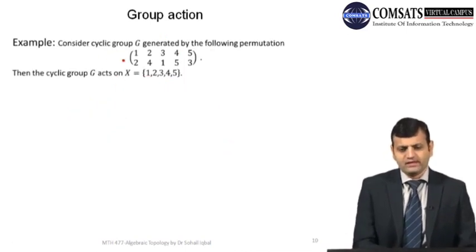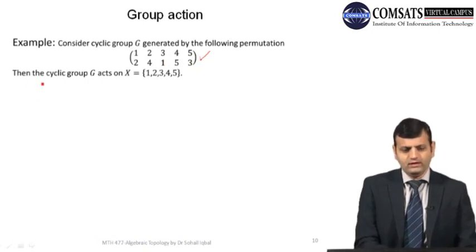So first consider a cyclic group generated by this permutation. Okay, and you can see that 1 goes to 2, 2 goes to 4, 4 goes to 5, 5 goes to 3, and 3 goes to 1. So it's a cycle of length 5. So we can say that it will generate a cyclic group of order 5. Okay. Now consider the action of this group G on the set X.